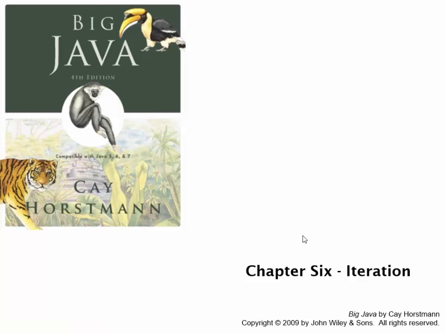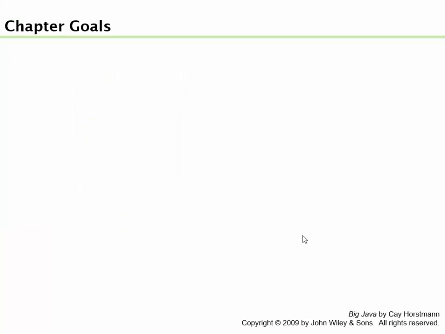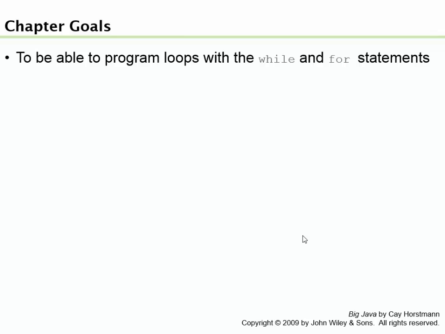All right, so chapter 6 in the book, we're talking about loops or iteration, doing something over and over again. We're going to take a look at some of the basic kinds of loops. Here's the chapter goals. Hopefully by the end of the chapter we'll have these figured out. To be able to program loops with while and for statements. So two different ways of doing loops.